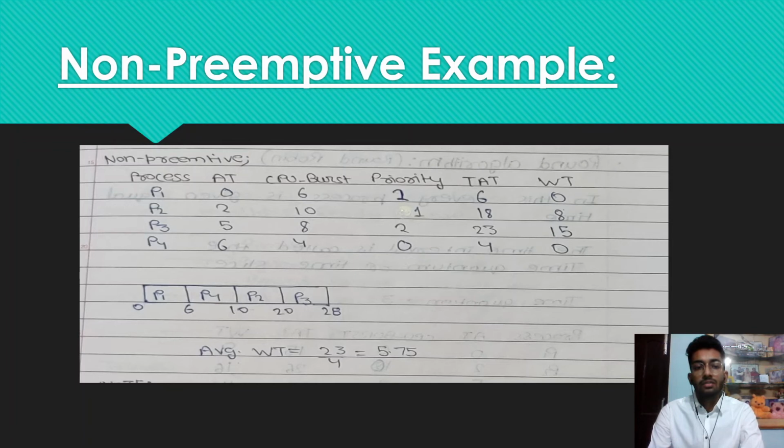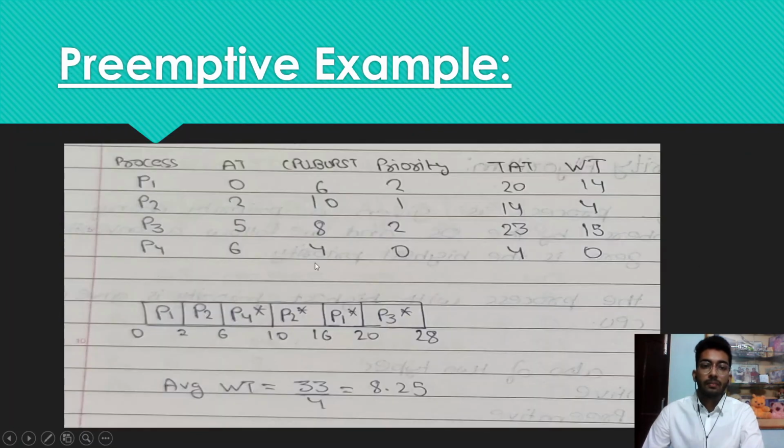At time 6 we have 3 more processes, P2, P3, P4, but the priority of P4 is the highest, so P4 is executed first. Then the priority of P2 is more than P3, so P2 is executed, and at last P3 is executed. We can calculate the turnaround time and waiting time, and at last we calculate the average waiting time, that is 5.56.